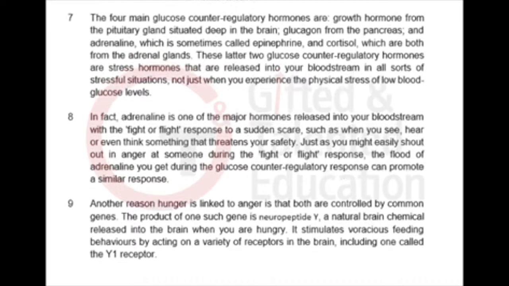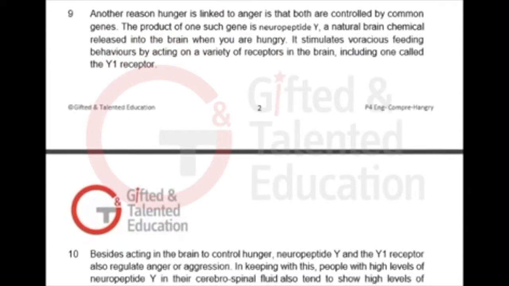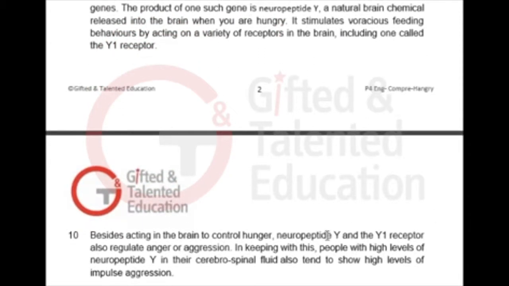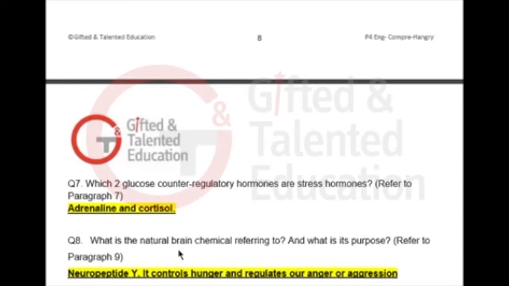Follow me to paragraph 10. In paragraph 10, the purpose of neuropeptide Y is described. It is used to regulate anger or aggression. So there you go. The name of the natural brain chemical would be neuropeptide Y, and its purpose is to control hunger and regulate our anger or aggression.